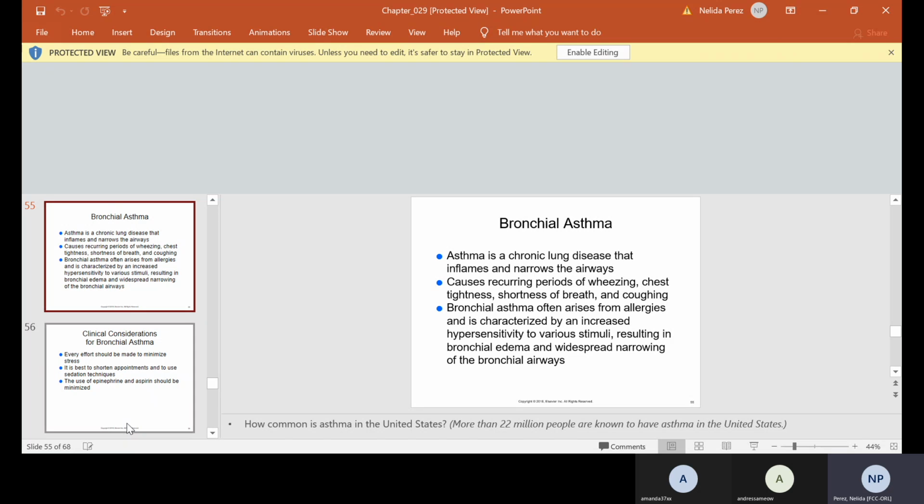Bronchial asthma is a chronic lung disease that inflames and narrows the airways, causes recurring periods of wheezing, chest tightness, shortness of breath, and coughing. Bronchial asthma often arises from allergies and is characterized by an increased hypersensitivity to various stimuli, resulting in bronchial edema and widespread narrowing of the bronchial airways. And right now, more than 22 million people are known to have asthma in the United States.